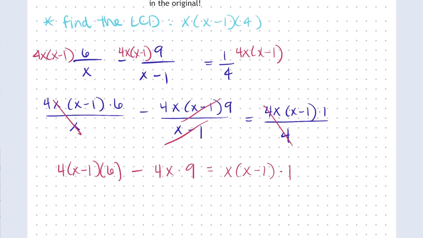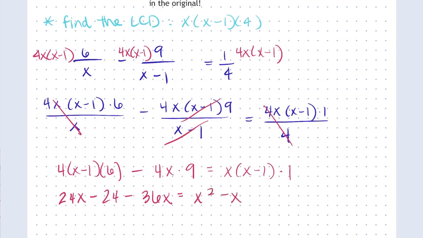So this is going to become 24. So 6 times 4 is 24. That's going to be 24x minus 24 plus 36x equals x squared minus x.